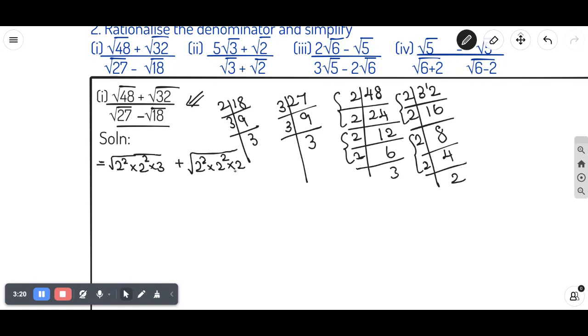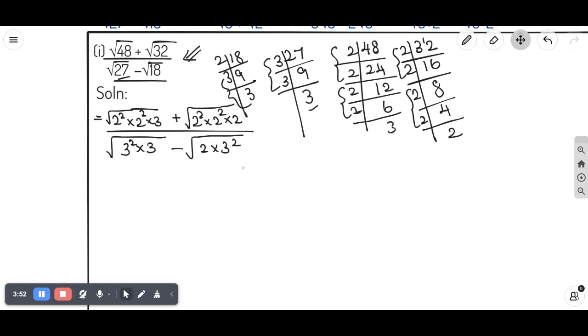So the next is write the denominator. The denominator is 27. How can you write it? 3 square into 3. Exactly. So club the 3 which appears 2 times, and the other 3. Now here, please be careful with the sign. You have to put a minus symbol. Then root 18. So 18 is again 2 into 3 square, so you can write it as 2 into 3 square. Hope you are clear with this step, and let's move on to our next step.